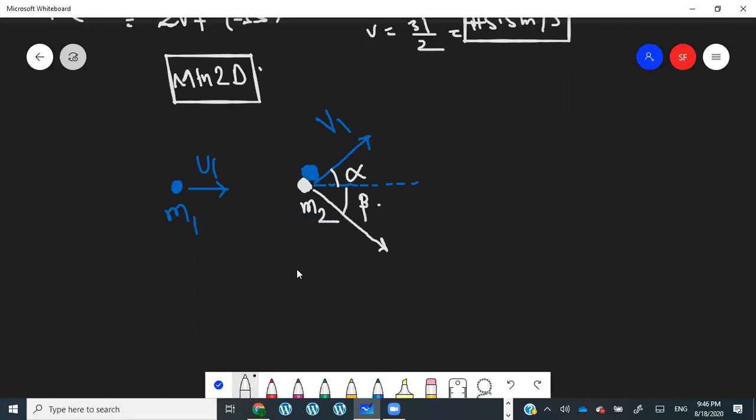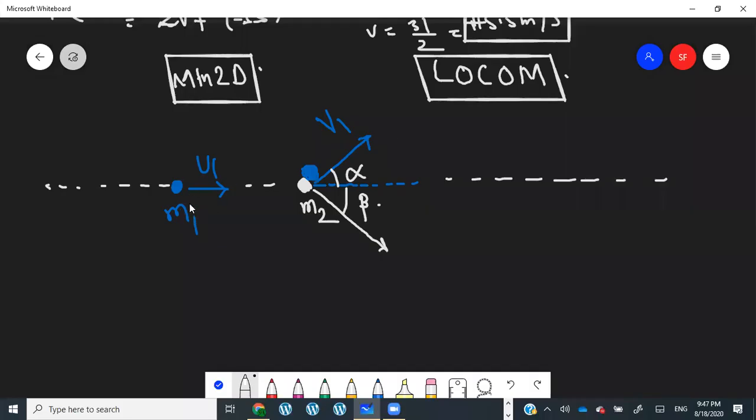Let's assume it's beta. Now we have two types of motions. We've got the horizontal motion following this path, and we've also got vertical motion because these two balls are now going upwards and downwards, right? They're covering vertical height. In this case, how are we going to apply the law of conservation of momentum? Any suggestion?